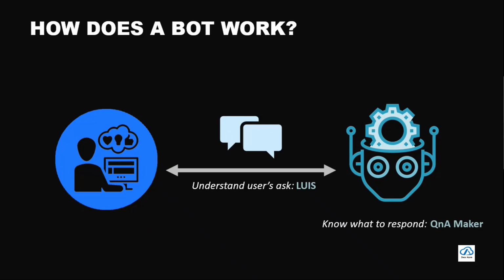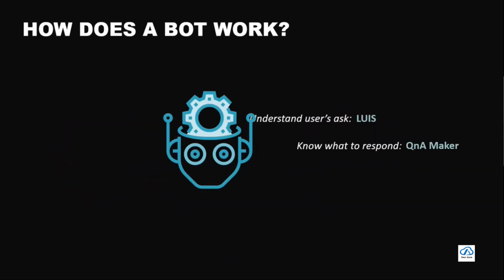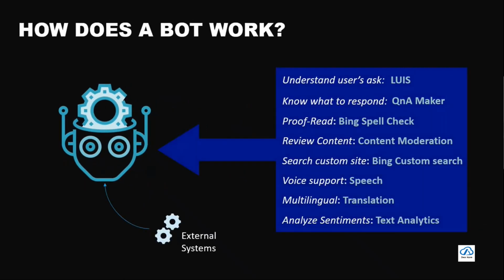Similar to these, there are a variety of cognitive services that are available from Microsoft. If you want to do proofreading, you can call the Bing Spell Check APIs. You can provide voice support. You can translate your responses. You can analyze the sentiment of the user queries. You can do a lot of these using what we call pre-built AI services or Azure Cognitive Services.